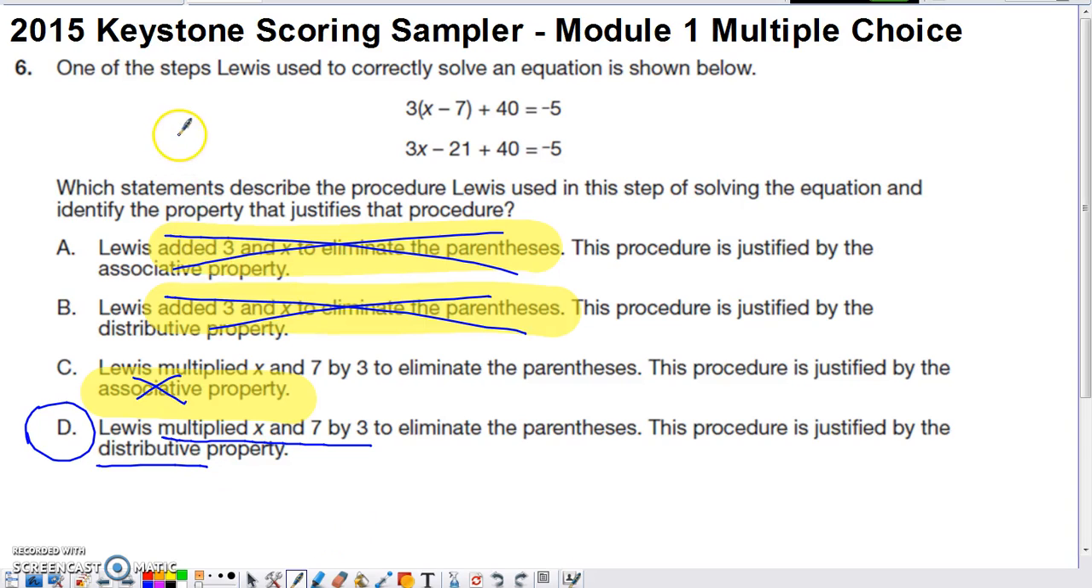So in this video, we'll talk about problems 6 through 10. They're from the 2015 Keystone scoring sampler. They were in Module 1 and they're all multiple choice questions. These problems actually appeared on the 2014 Keystone test.